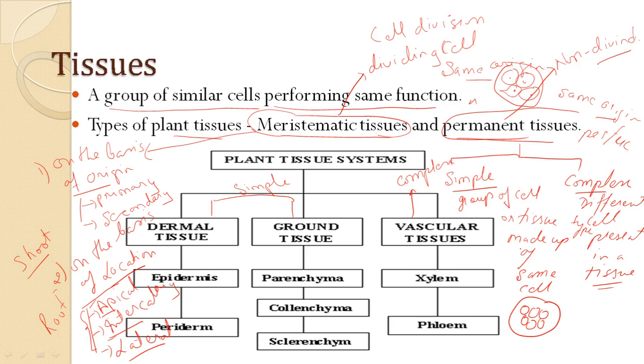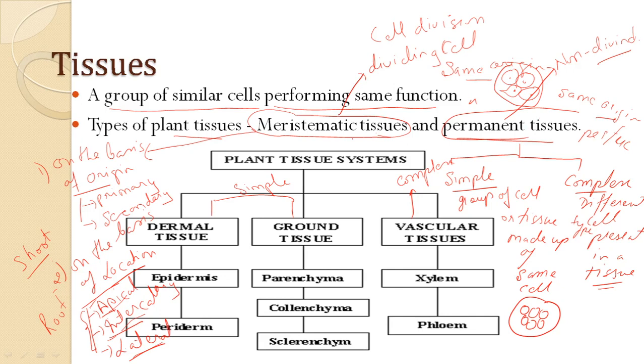The most important thing is that meristematic tissue has been divided into two parts on the basis of origin: one is primary and another is secondary. The second is on the basis of location. Location depends on apical, intercalary, lateral, and these are present in the shoot system as well as in roots. The permanent tissue is also divided into two, that is simple permanent tissue and complex permanent tissue.